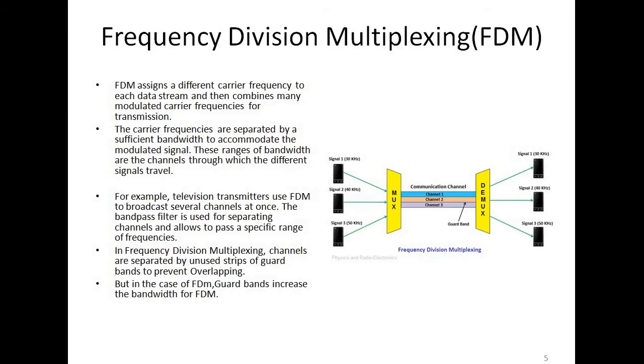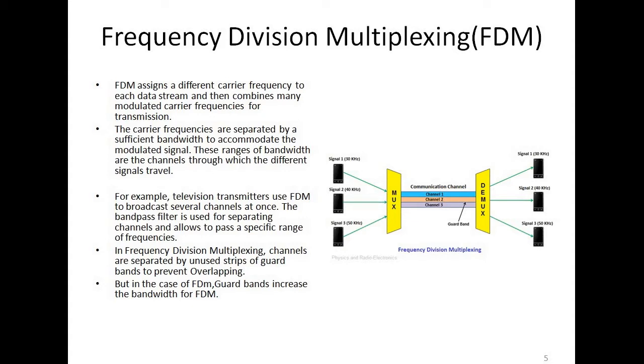In the case of frequency division multiplexing, FDM assigns a different carrier frequency to each data stream and then combines many modulated carrier frequencies for transmission. The carrier frequencies are separated by a sufficient bandwidth to accommodate the modulated signal. This range of bandwidth forms the channels through which the different signals travel. For example, a television transmitter uses frequency division multiplexing to broadcast several channels at once.